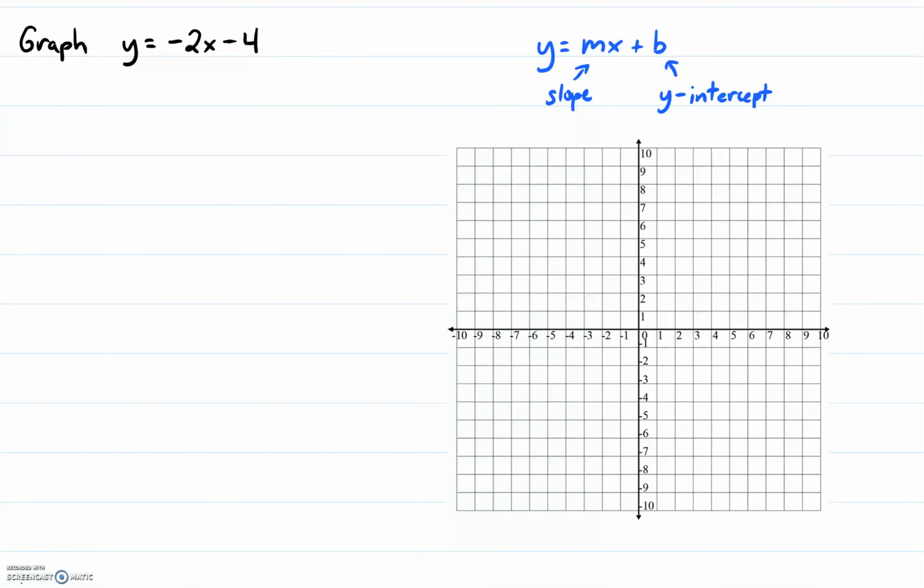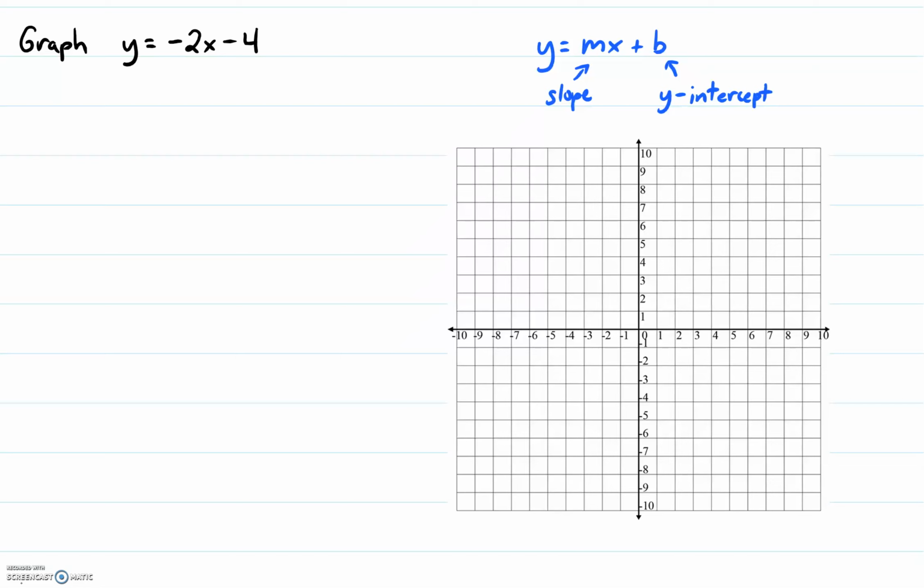In this video, we're going to graph the line given by the equation y is equal to negative 2x minus 4. Now you see written on the right hand side of the screen the slope-intercept form of the equation of a line, y equals mx plus b, where the coefficient of the x is going to be our slope and the plus b or minus b, whatever the constant is added or subtracted on the end, is going to be our y-intercept.